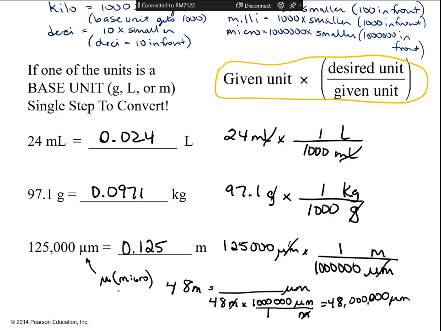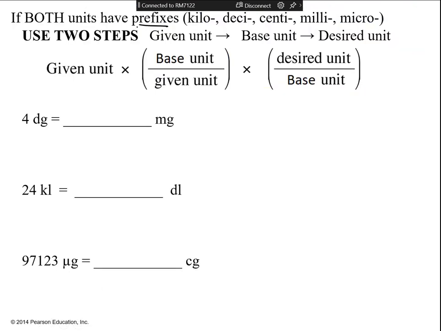So the number you put depends on what the units are. Notice that liters, grams, meters, those are units in the problem for these. And when you have that, you can do this in what I call a single step. But what if I have millimeters and centimeters? What if I have two prefixed units? If both units have prefixes, can you see in this one that decigram and milligram, both of those are prefixed units? So I know how decigram connects to the base unit, and I understand how milli connects to the base unit, but I don't have a relationship between these two. But I can take deci, go to a base unit, and then from the base unit, go to milli. Doesn't matter what my base unit is.